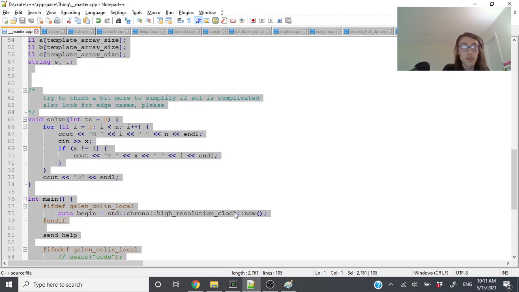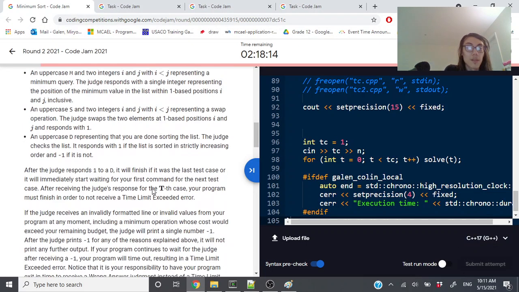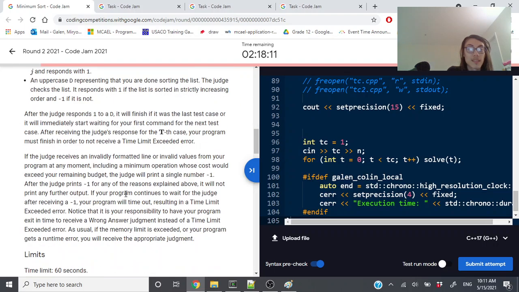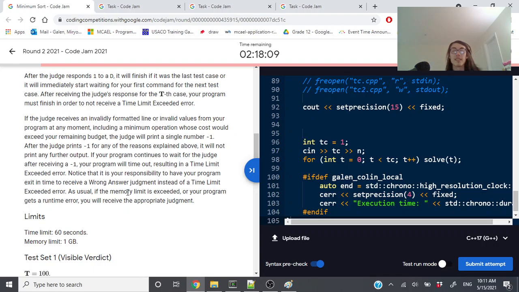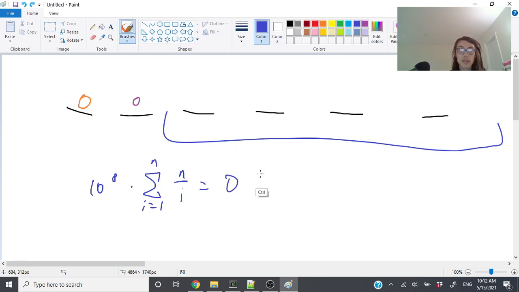I mean, it's like fairly simple. I'm surprised that works though. On larger n, I don't think it would pass because it's sort of like n log n. It's like the harmonic series. It's 10 to the 8th times the sum of n over i, which is n log n. Or actually, it's not n over i. It's 1 over i, which is 10 to the 8th times O of log n.